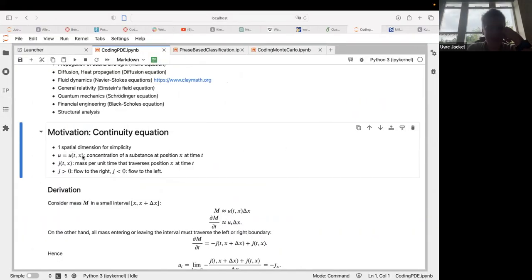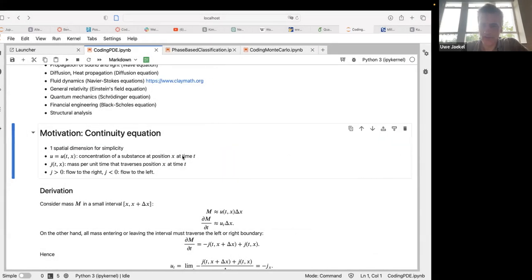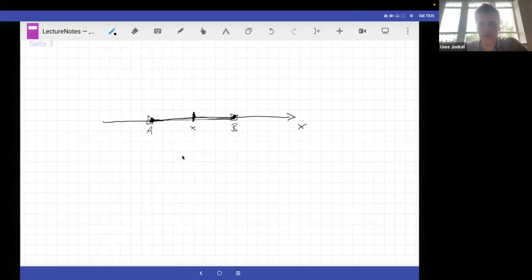So what do we need from that? Our u, that is the thing that we will have to solve for, is the concentration of a substance at the position x at time t. How can we describe this phenomenon that I just have shown to you? So I have to get back to my continuity.